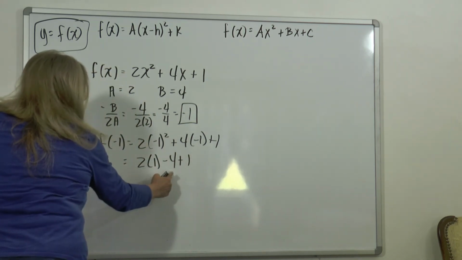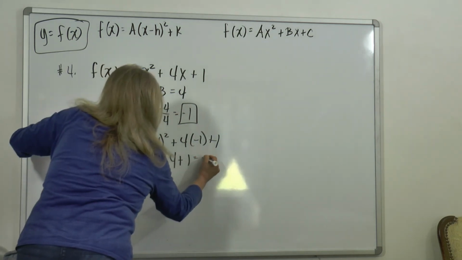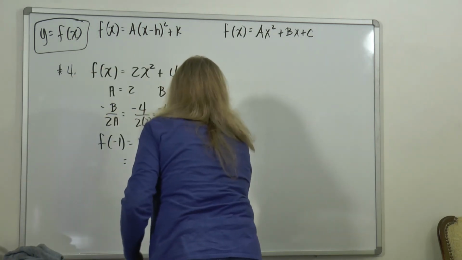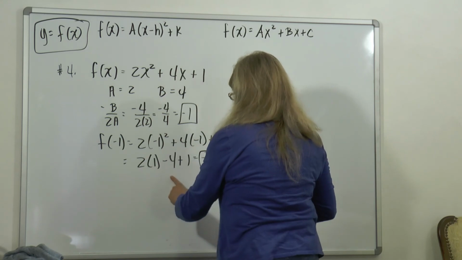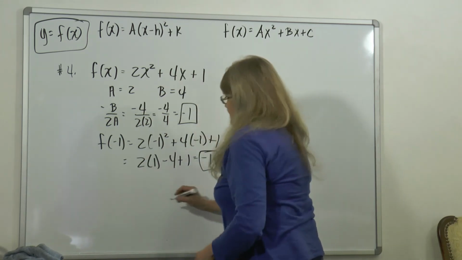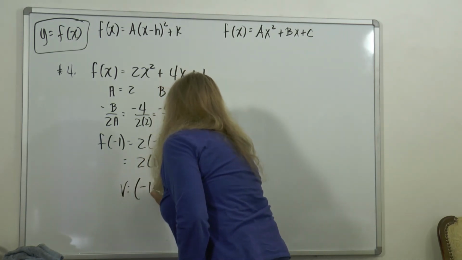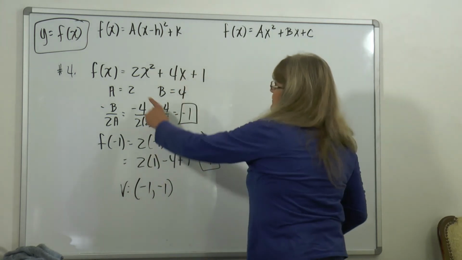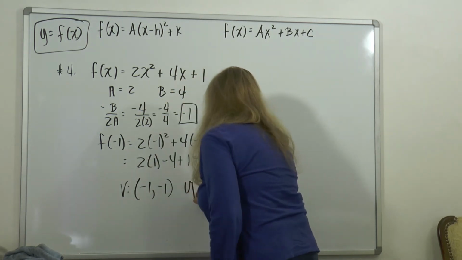Okay, so 2 minus 4 is negative 2, plus 1 is negative 1. So negative 1, negative 1. All right? It's negative 2 plus 1. Okay, so my vertex is negative 1, negative 1. And because a is positive, it's going to open up.